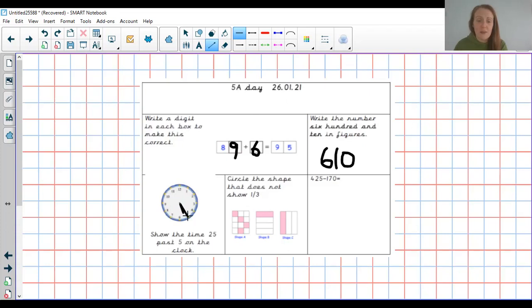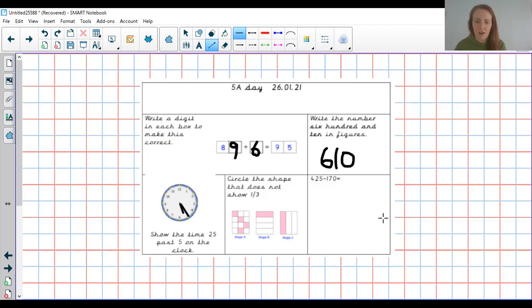So there should be a little bit of a gap between your minute hand and your hour hand to show 25 past 5. Well done if you managed to get that just as I've shown you there. That's a point. Over here, circle the shape that does not show 1/3.